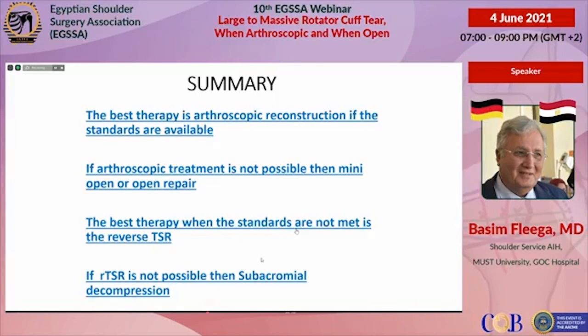So I can say that the treatment is arthroscopic evaluation, and after that decision what to do, to go arthroscopically, you go open, or you go to a prosthesis.